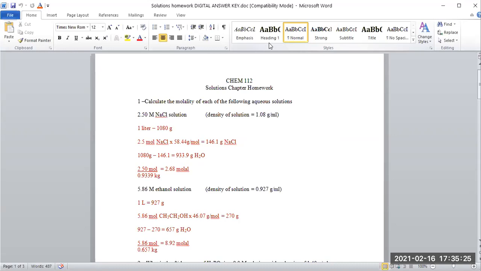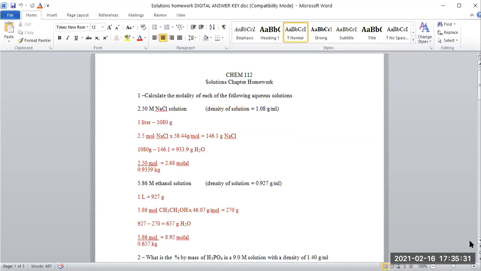Keep in mind, one of my comments when we did a few of the examples for this was that typically, no guarantees, but typically your molality is somewhat higher than your molarity because of the fact that you have a different type of denominator going on. Instead of liters, you have kilograms. Instead of solution, you have solvent alone on the bottom.